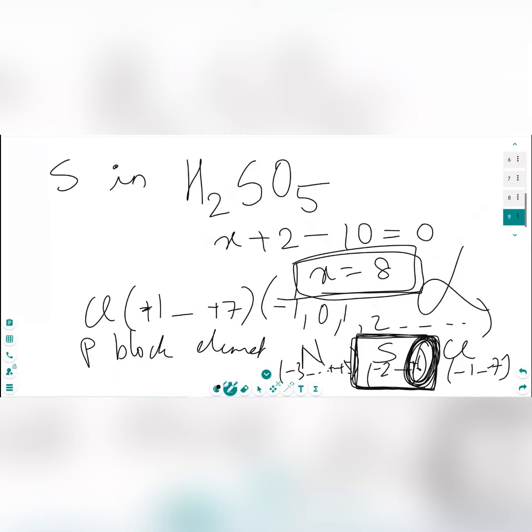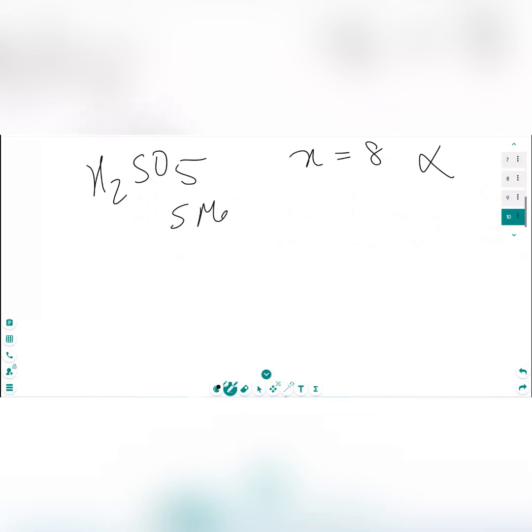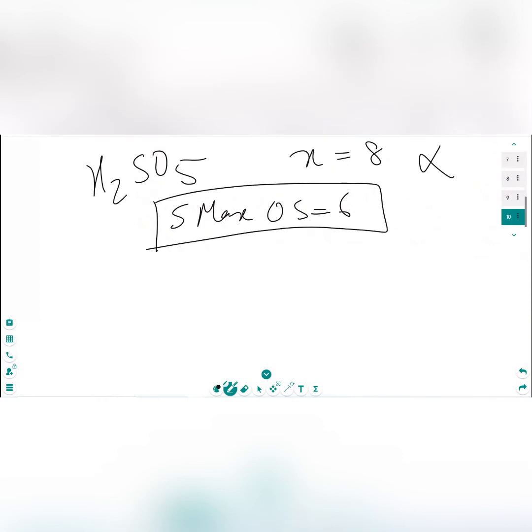So in that case, what we will do? I will do it once again for you, otherwise you will get confused. SO5, oxidation state X is 8, which is wrong. Why? Because sulfur's maximum oxidation state is till 6. Okay, so what we will consider, how we will take this now? We will consider oxygen in which form? In peroxide form.